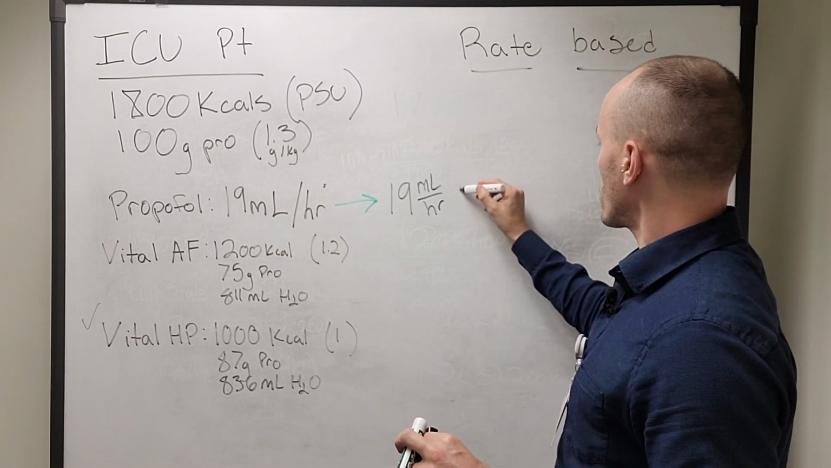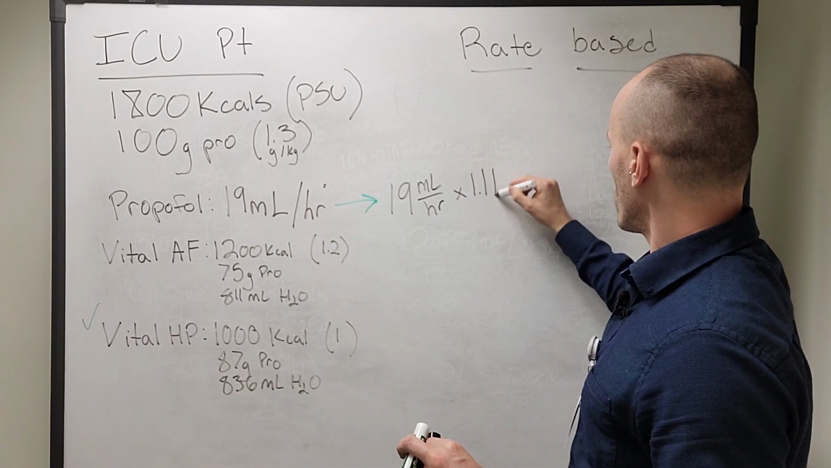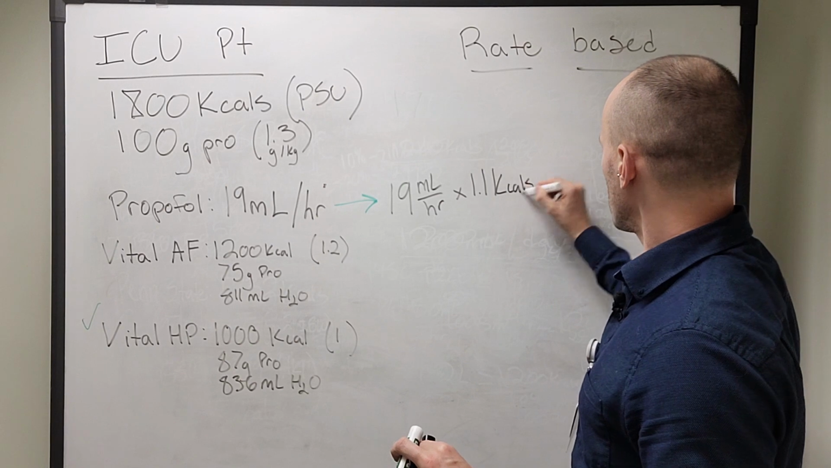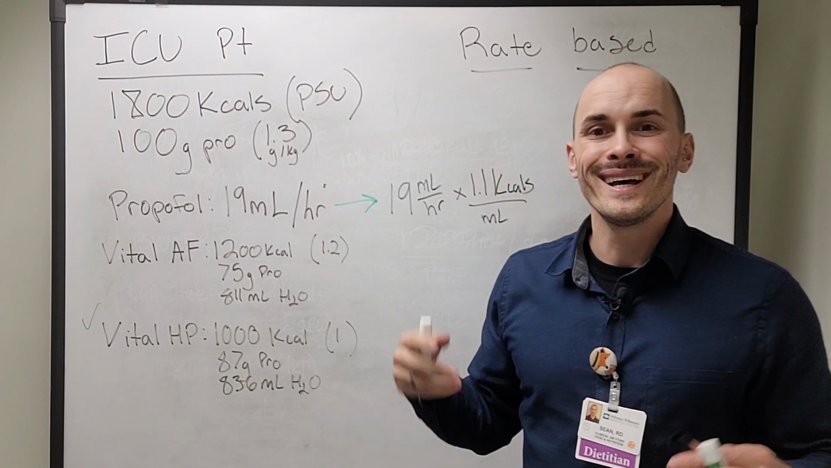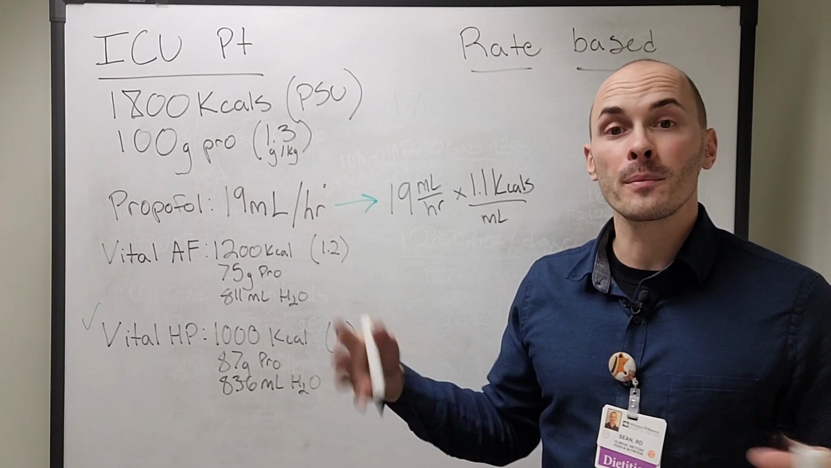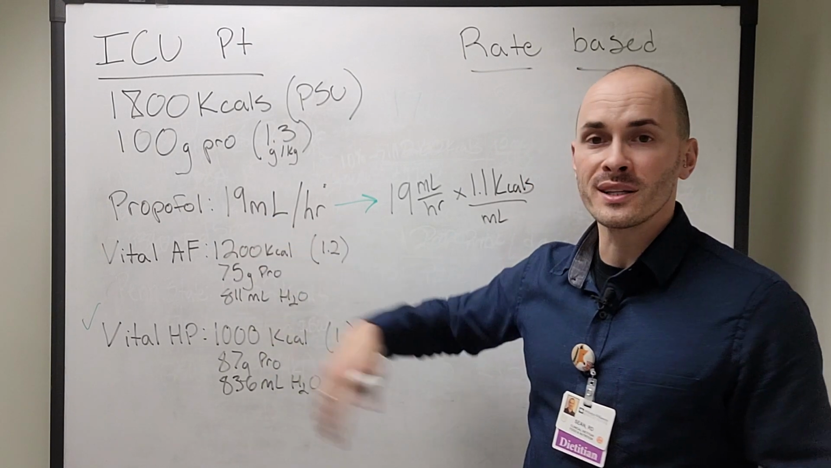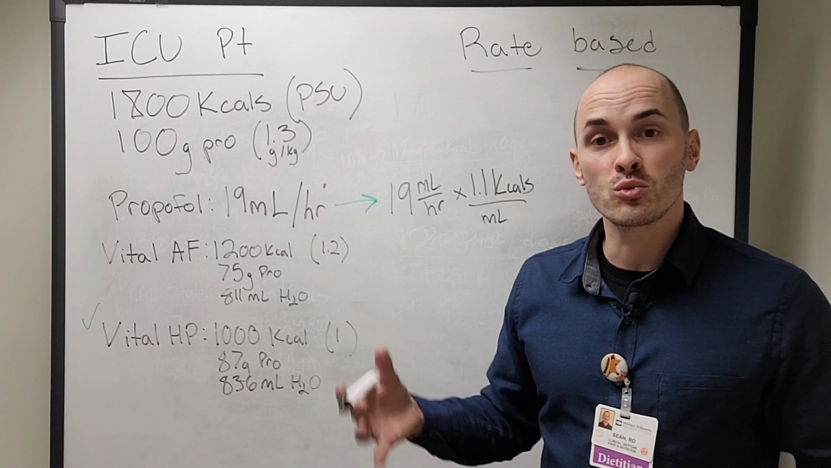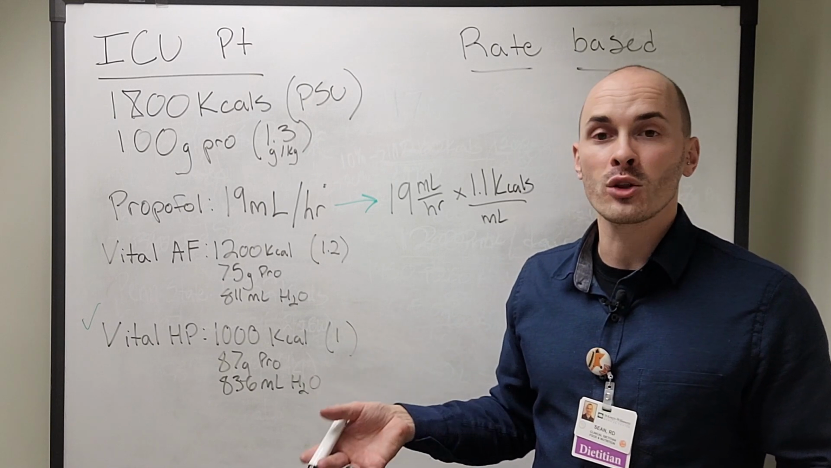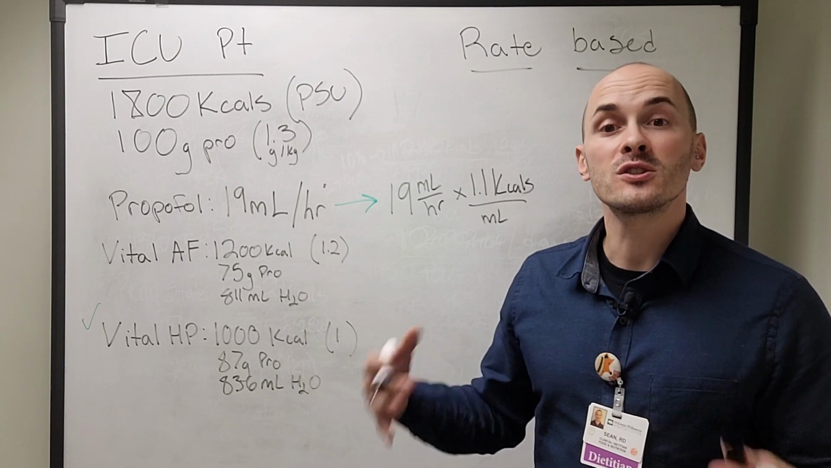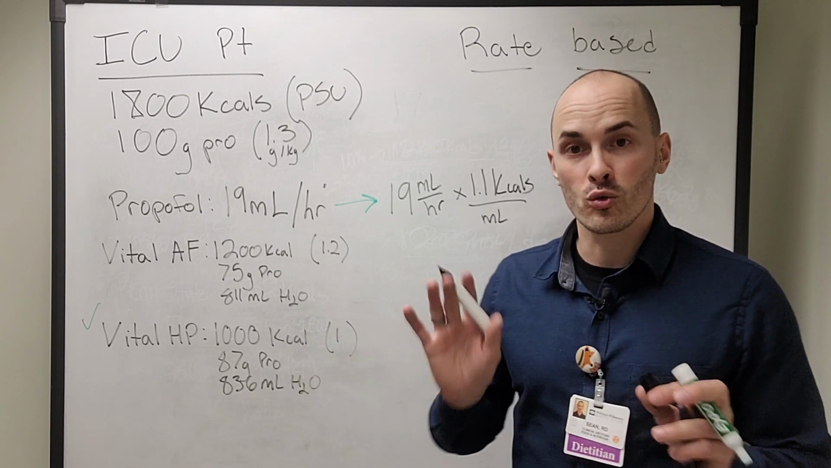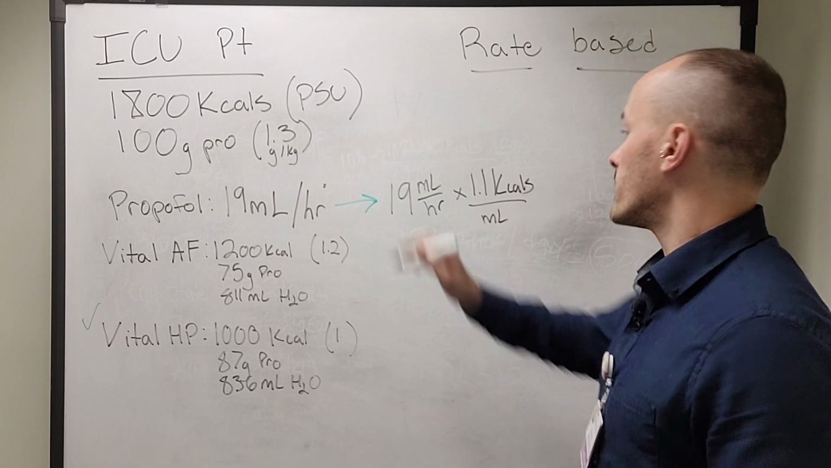So you take the mils per hour times 1.1 kcals per milliliter. Remember, a 10% lipid solution, which is what Propofol is, has 1.1 fat calories per mil, and a 20% lipid solution has 2 calories per mil. So write that down. You'll need that at some point.